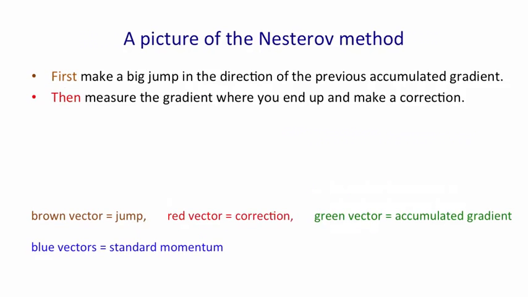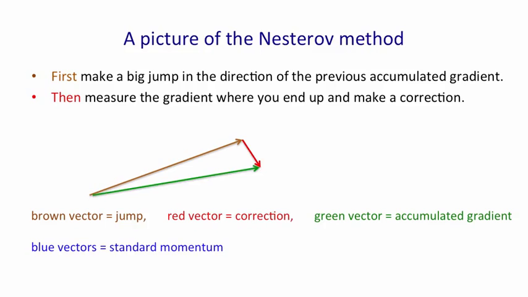So here's the picture, when we first make the jump and then make a correction. Here's a step in the direction of the accumulated gradient. So this depends on the gradient we'd accumulated on our previous iteration. We take that step. We then measure the gradient and go downhill in the direction of the gradient, like that. We then combine that little correction step with the big jump we made to get our new accumulated gradient.